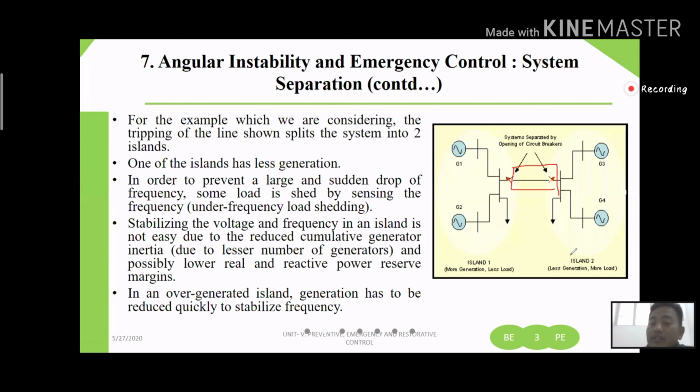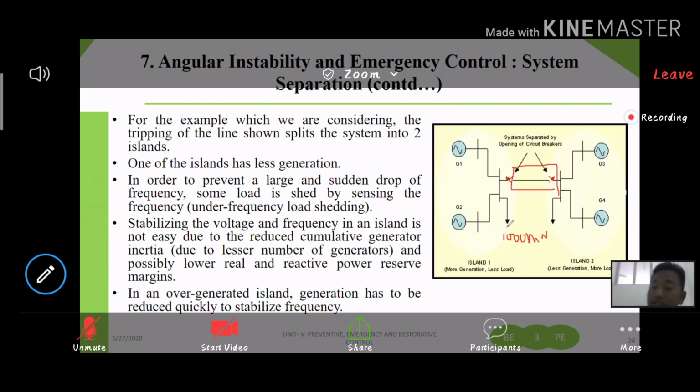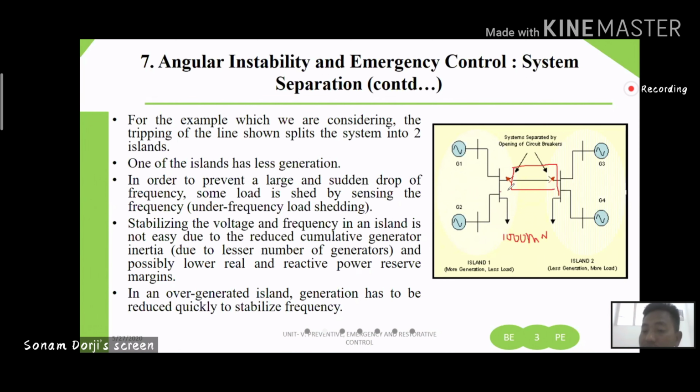We will try to separate these two systems by opening the circuit breaker, and then we will make island one and island two. But the problem we will face is that in island one there is excess generation, because here we require only 1000 megawatt, but we are generating 2000. Here it will become less generation, a deficit in generation, more load. But no option, we have to carry it out, so that we will carry out the maintenance, and then we try to install back this line.